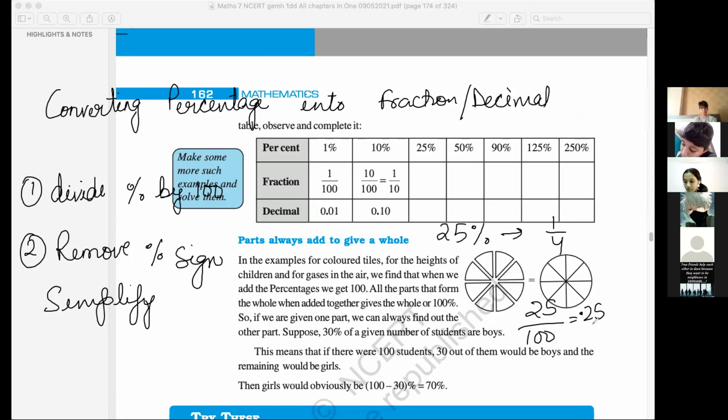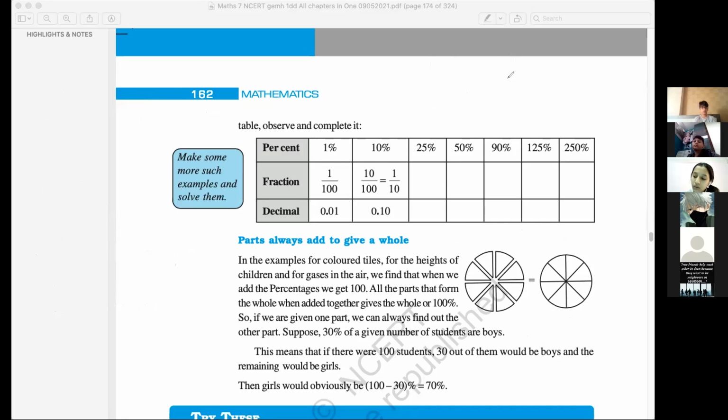Correct. In decimal you do it this way. You don't have to do the cancellation part, and in fraction you have to do the cancellation. In decimal, when we are dividing, we have to move 2 digits to the left, and when we are multiplying, we have to move 2 digits to the right. If it is 100, then you have to move 2 digits. Okay, so I'm erasing it, moving to the next part.